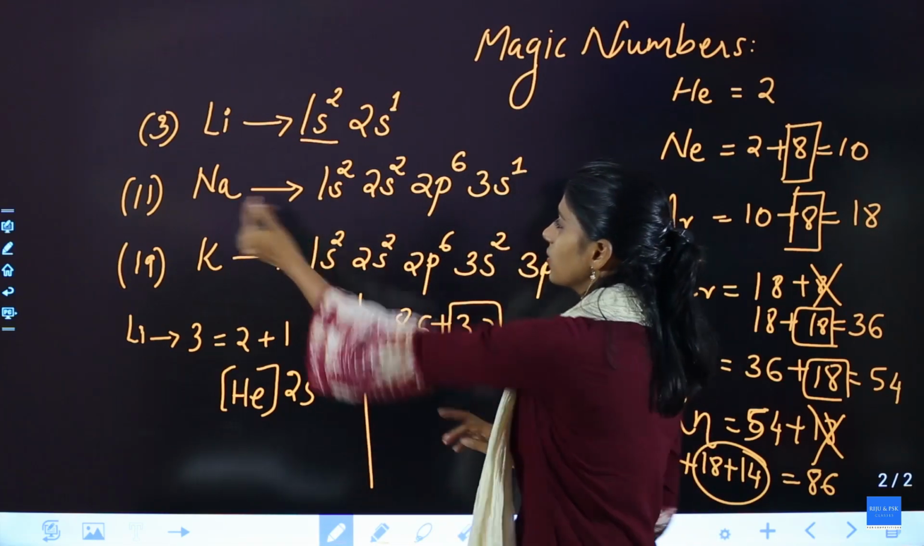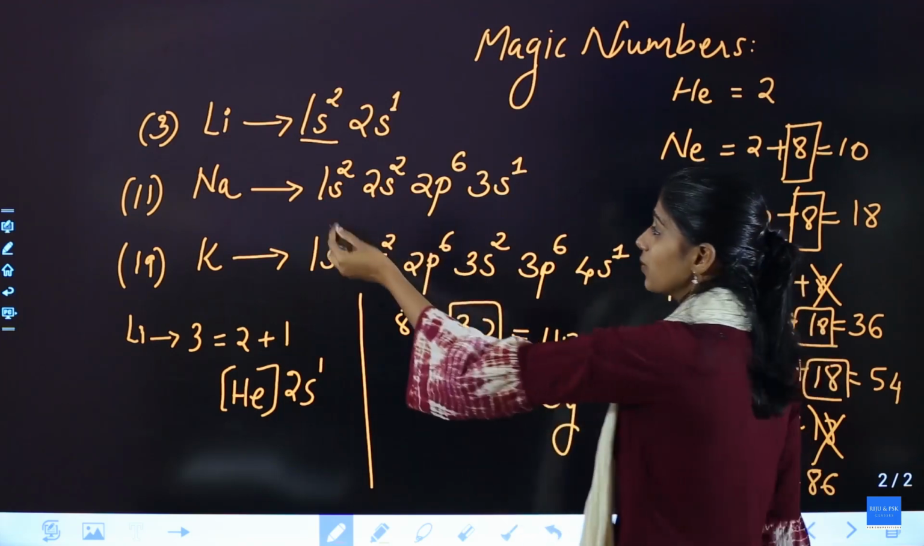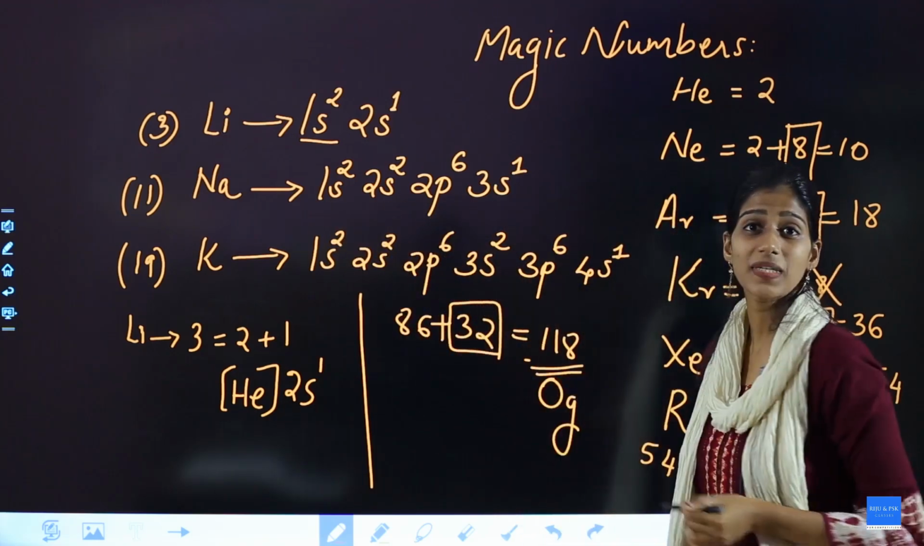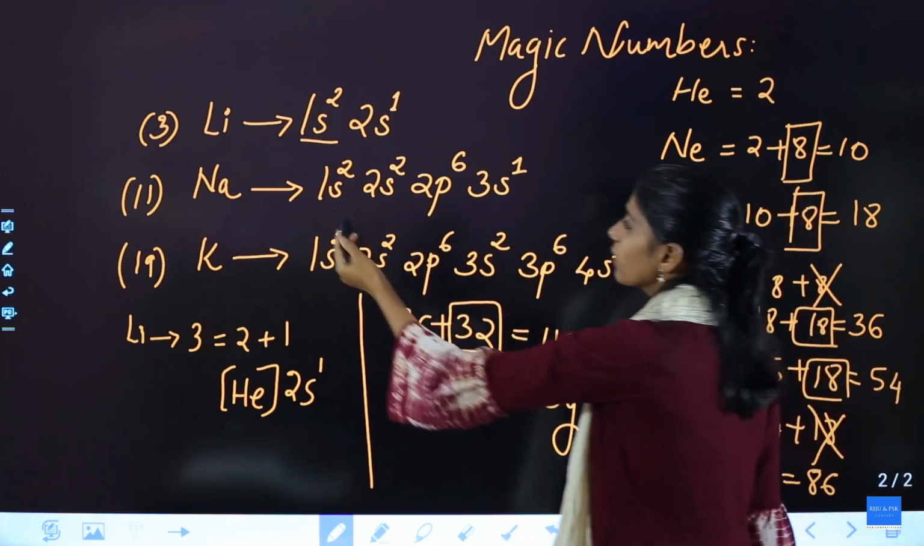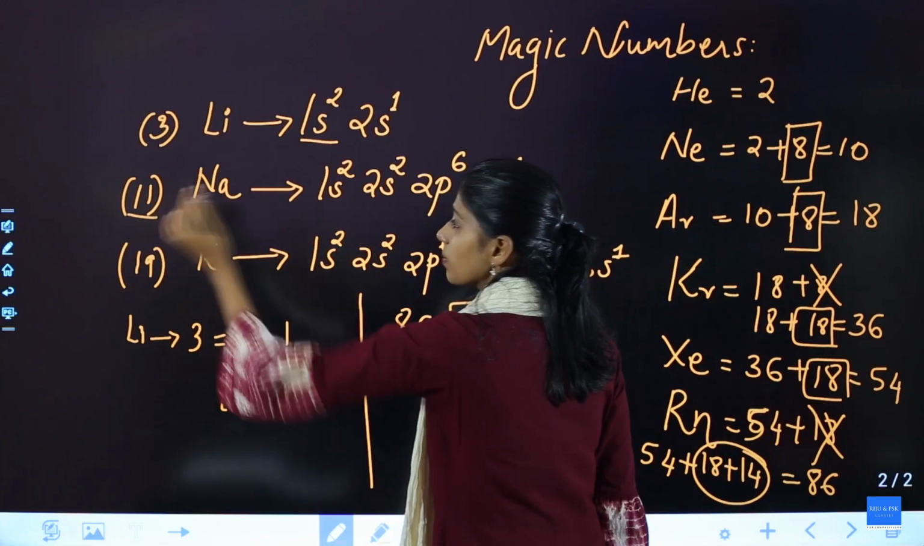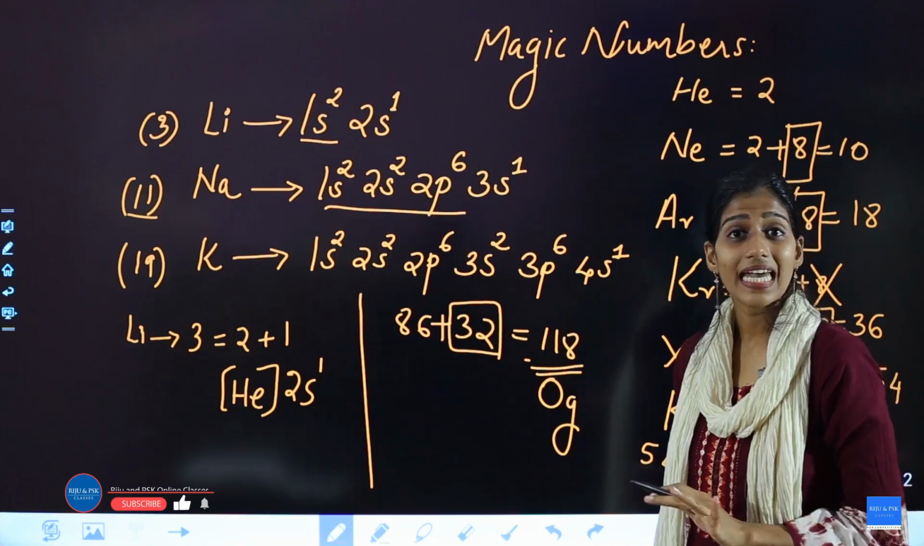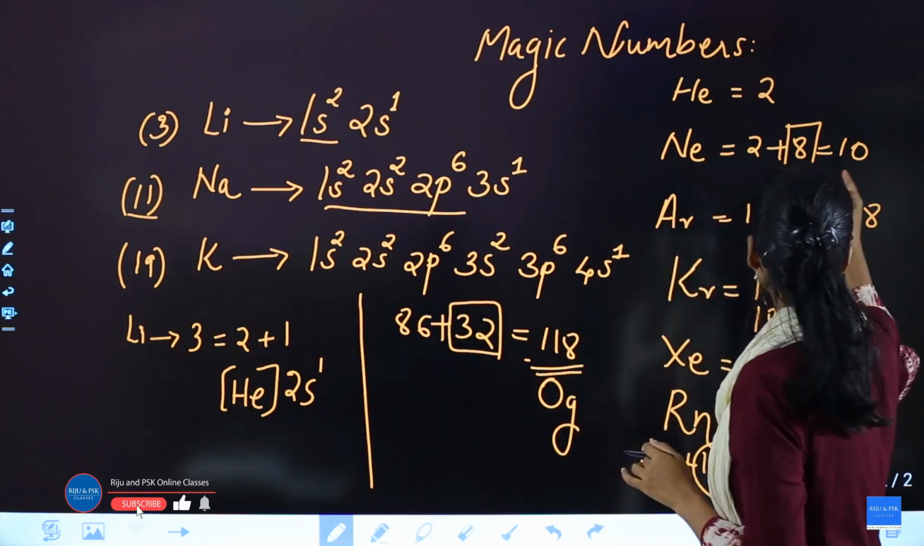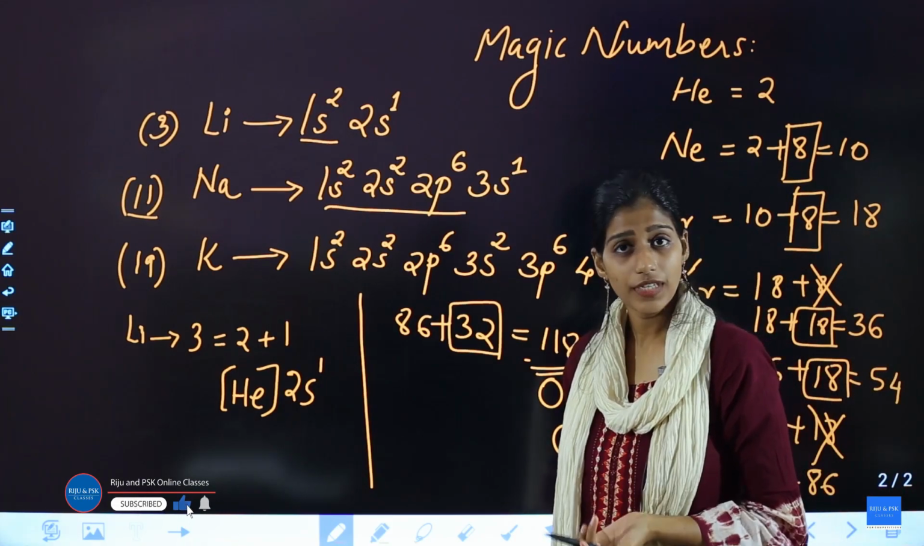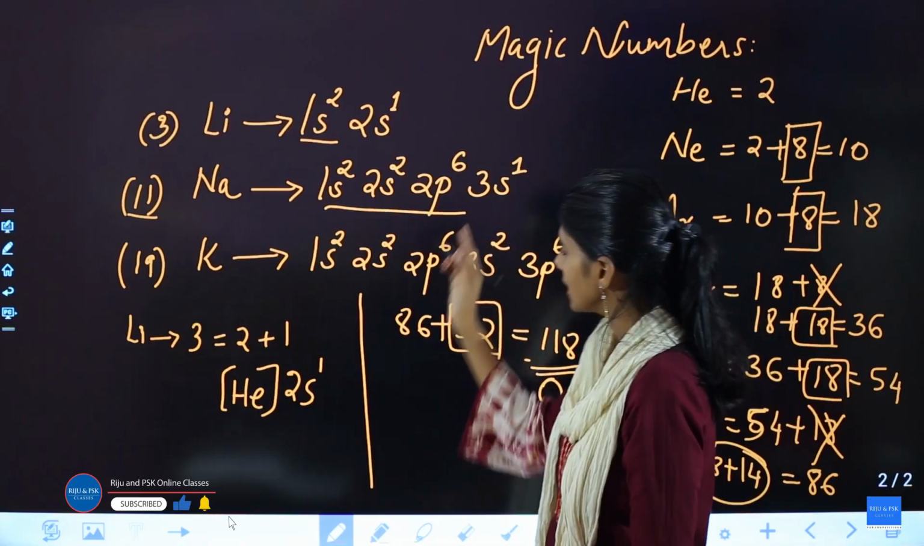Okay. So, you consider the sodium. Here you have 1s2, 2s2, 2p6 and 3s1 and what about this? This is atomic number 11 that indicates atomic number 10 plus 1 and 10 is the atomic number of neon. So, how are we writing the sodium?